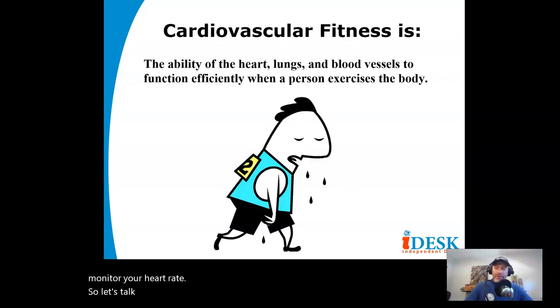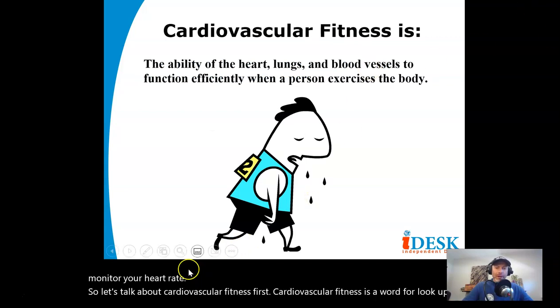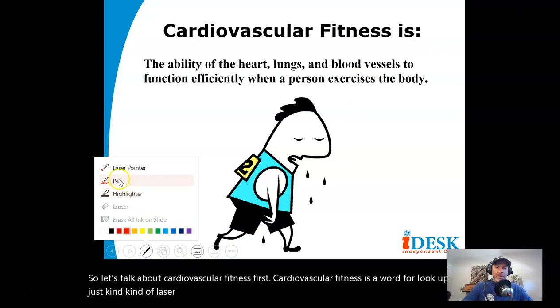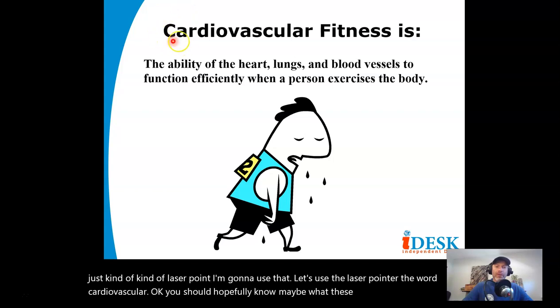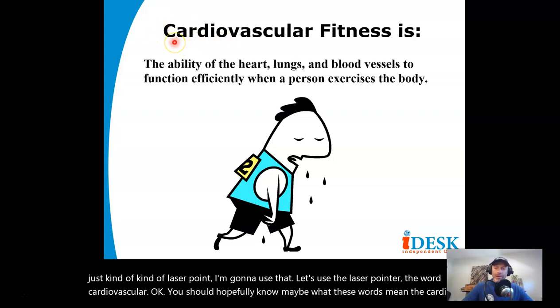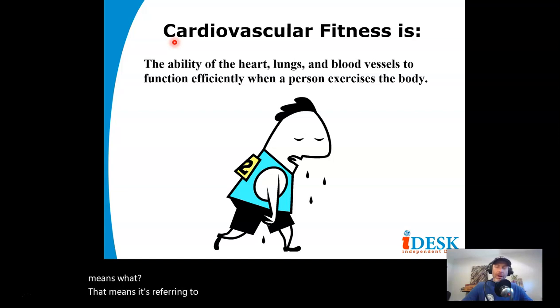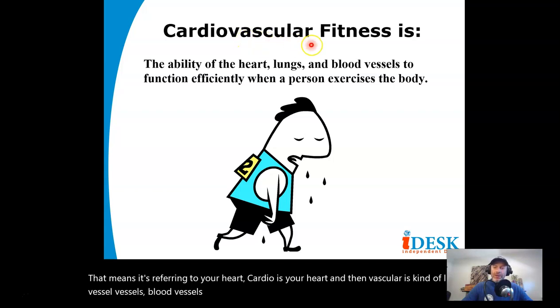So let's talk about cardiovascular fitness first. Cardiovascular fitness is a word. I've got a laser pointer, so let's use the laser pointer. The word cardiovascular, you should hopefully know what these words mean. The cardio part means what? That means it's referring to your heart. Cardio is your heart. And then vascular is kind of like vessels, blood vessels. Vasculature is basically your blood vessels and your arteries that go all throughout your body.